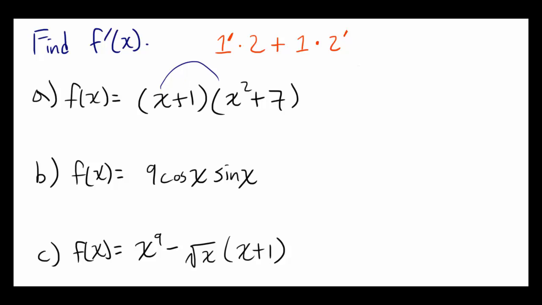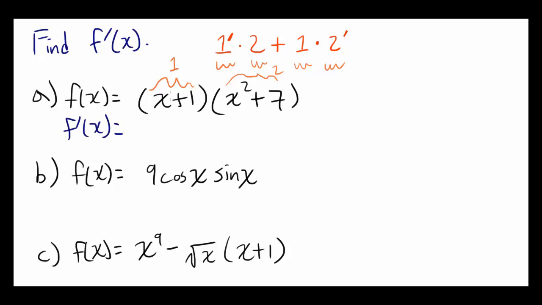But in this case, since I've just introduced you to the product rule, we're going to make use of it. The product rule states that the derivative of the entire thing is going to be the derivative of the first function times the second function, plus the first function times the derivative of the second function. In this case, x plus 1 is the first function and x squared plus 7 is the second one. Let's try to find f prime of x.